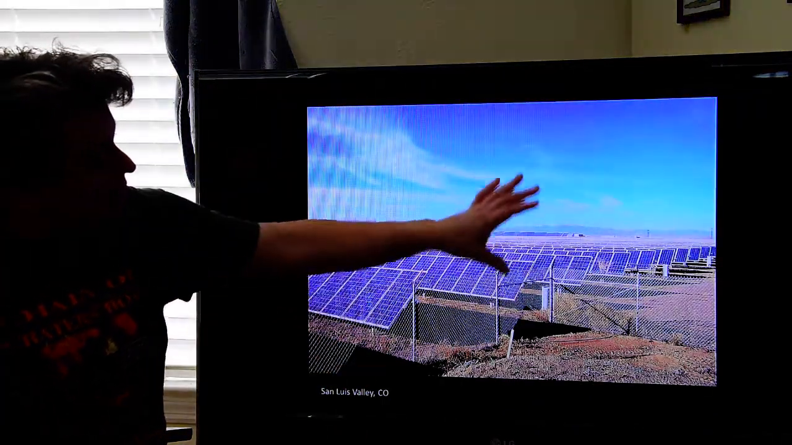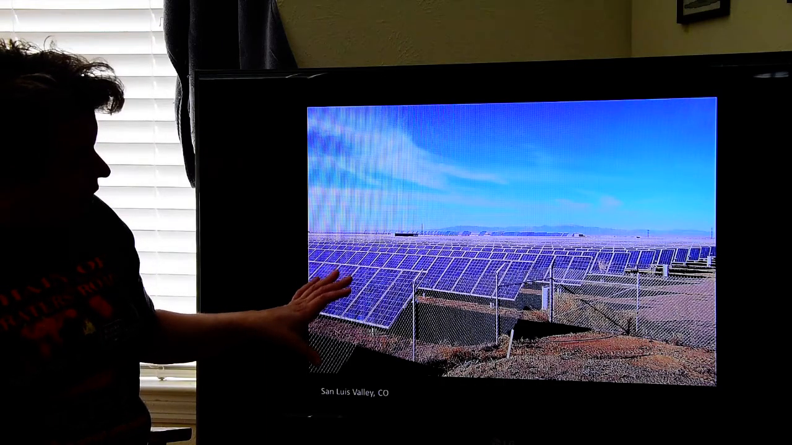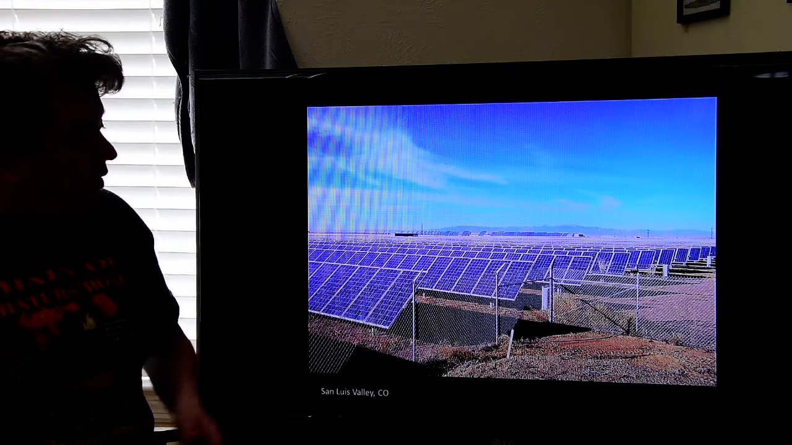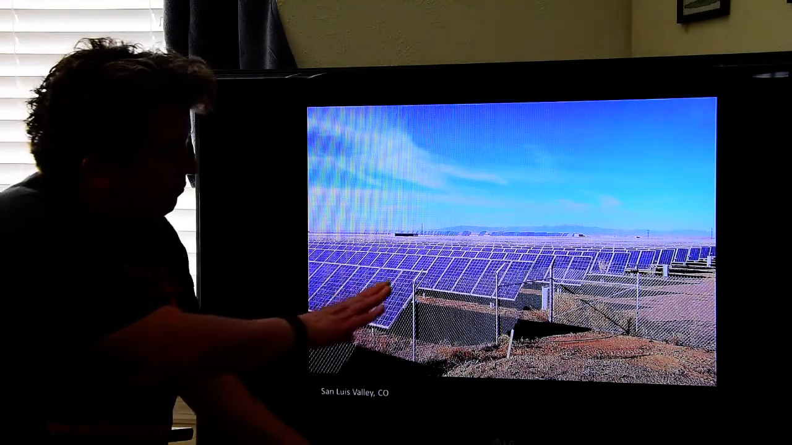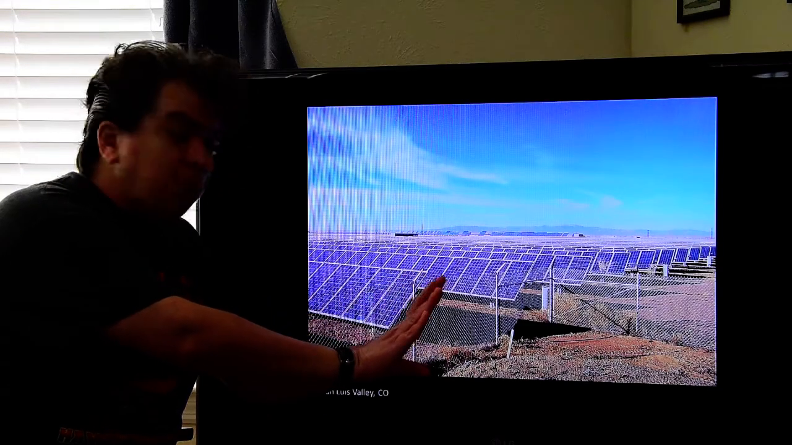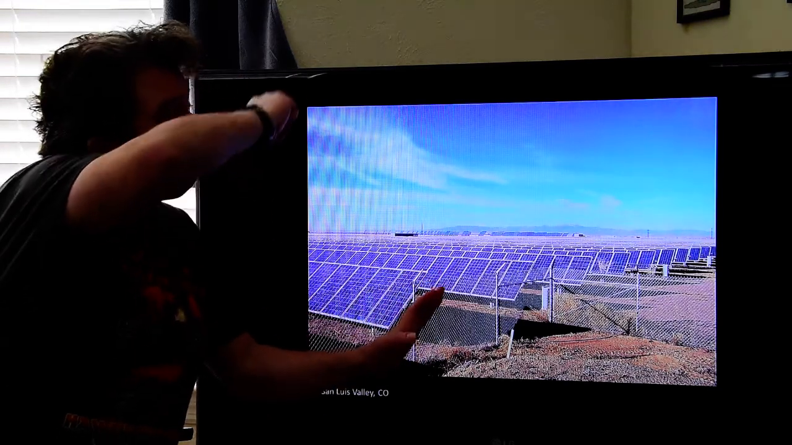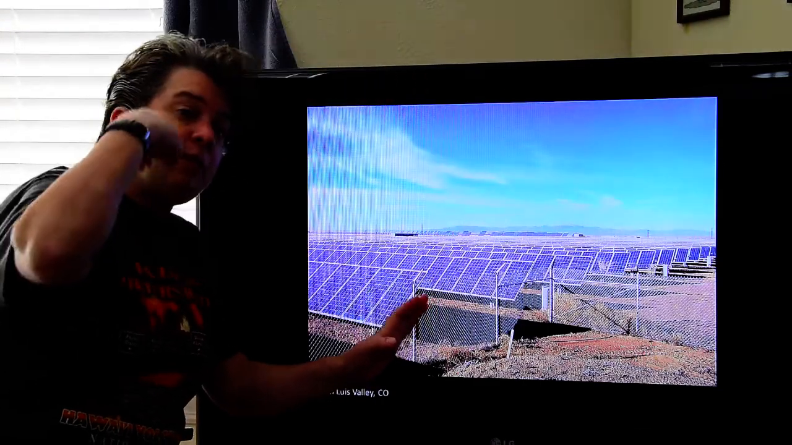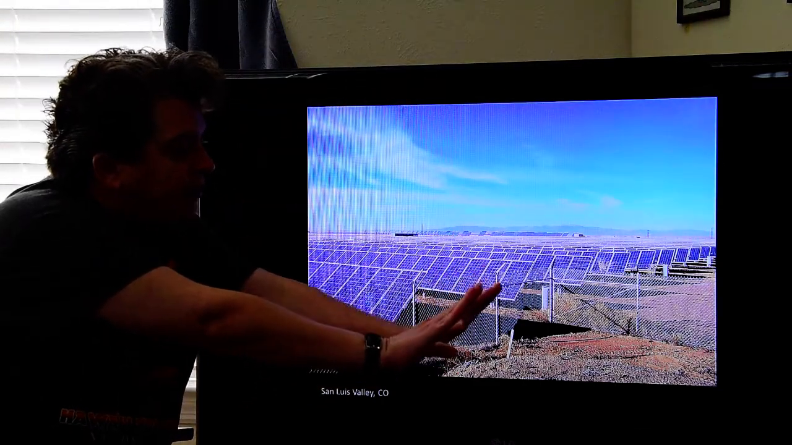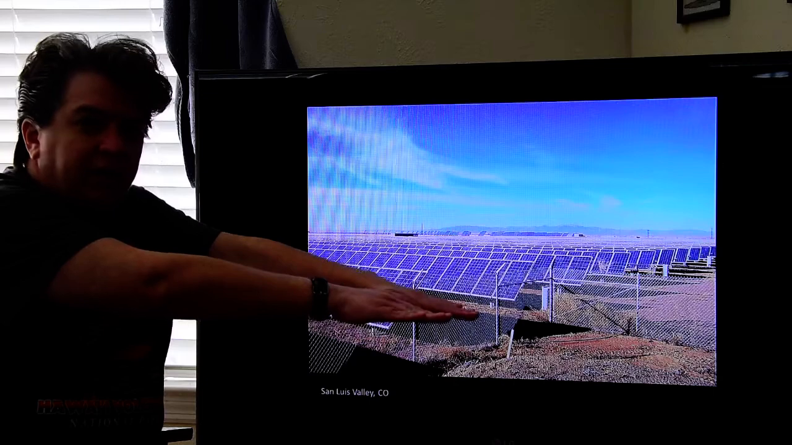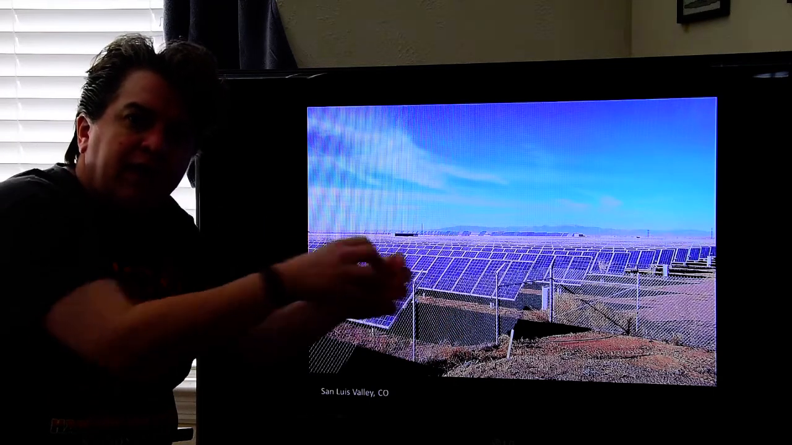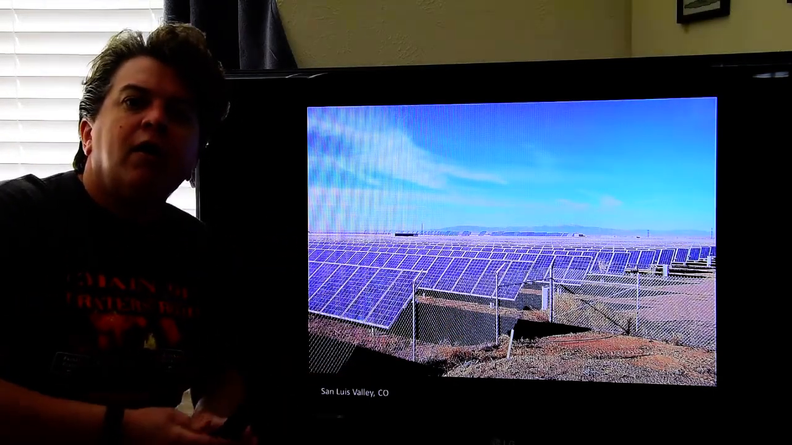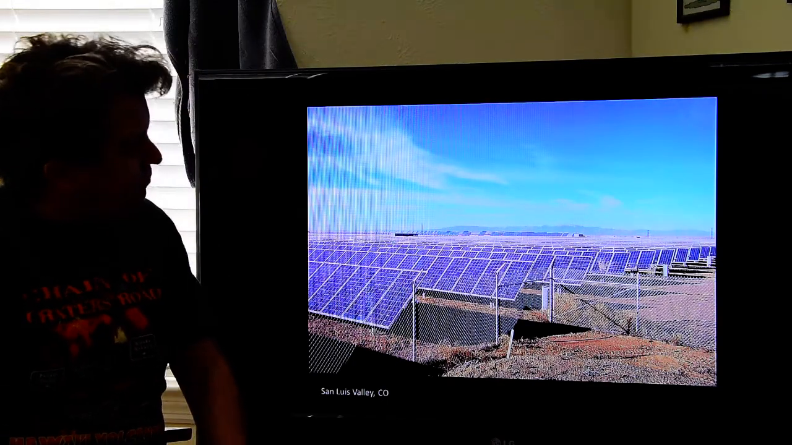And this is a solar array off in Colorado. What is kind of neat about these solar panels is that they are movable. As the sun crosses the sky from east to west over the day, these things actually rotate, following the sun so they capture the maximum amount of energy.